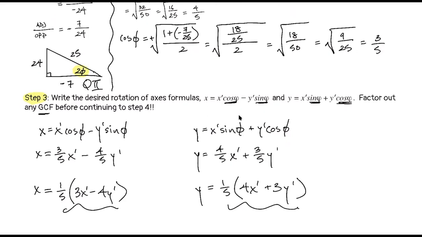One thing I said that we should really practice doing is factoring out any greatest common factor before moving on to step 4, just because it prevents us from dealing with a lot of fractions and the messiness of the work that we're going to do. That way we can just multiply in the fractions at the end instead of working every single step with fractions.